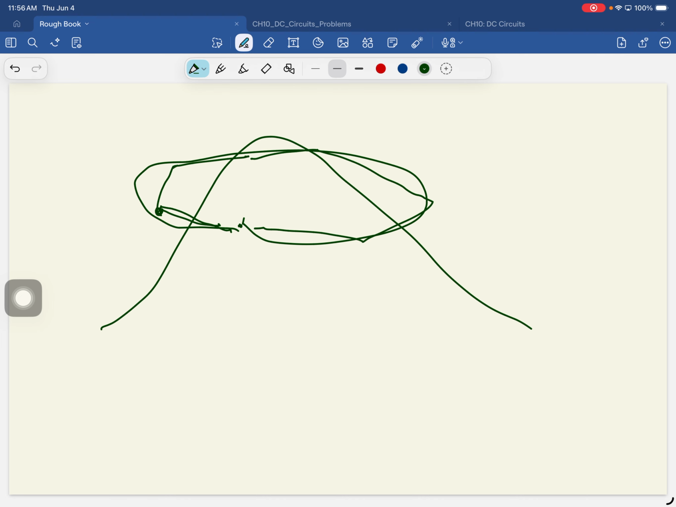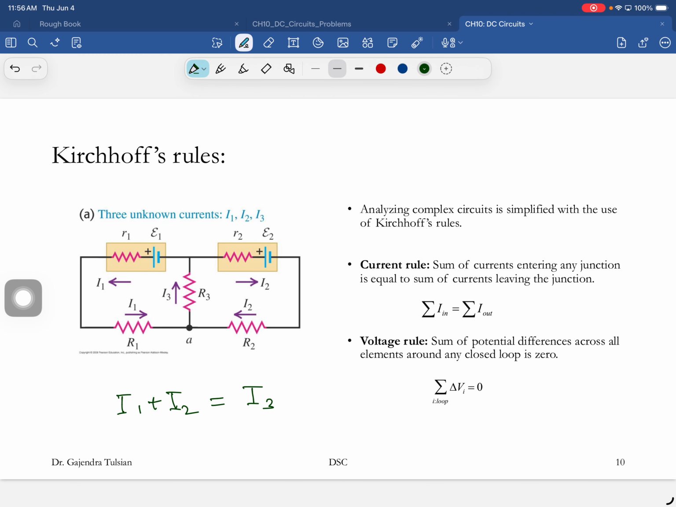Similarly, if you go around a loop, there'll be a change of voltage across each element: change of voltage across this element, plus change of voltage across this element, plus change of voltage across this element, plus change of voltage across this element. When you come back to your starting point, the sum of changes of voltage should add up to 0. And that's the voltage rule. So you go around any loop, and the sum of voltages should add up to 0.